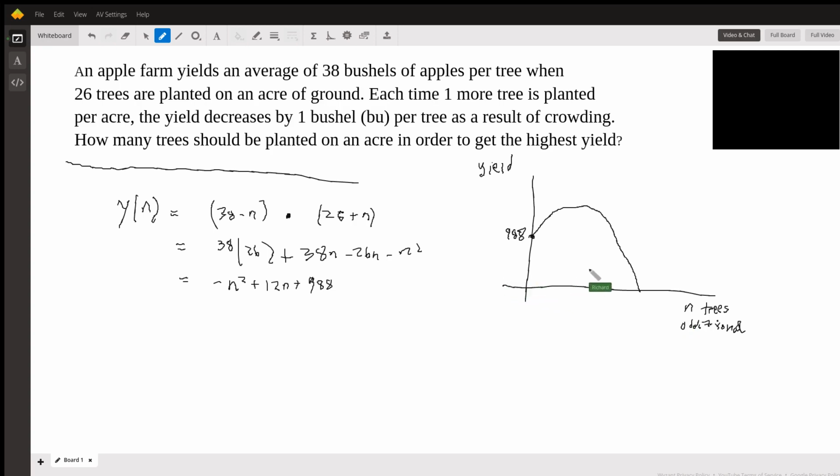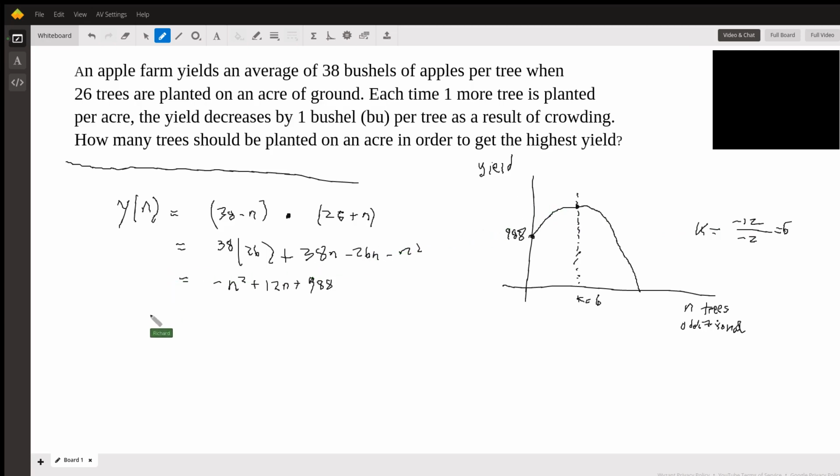Okay, so what they're after here is the vertex of this parabola. So we'll find it first with algebra. We'll call this k here. k is going to be negative b, which is negative 12, over 2a, which is negative 2. So this is going to be 6. So when we add 6 more trees, we'll maximize our yield.